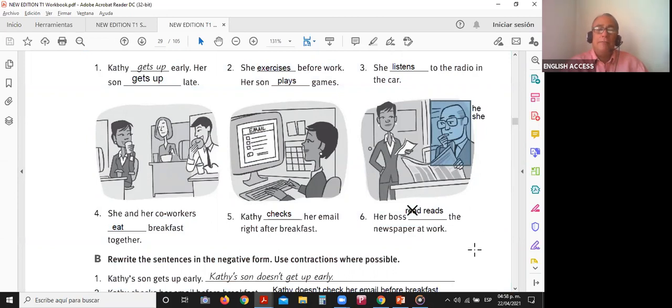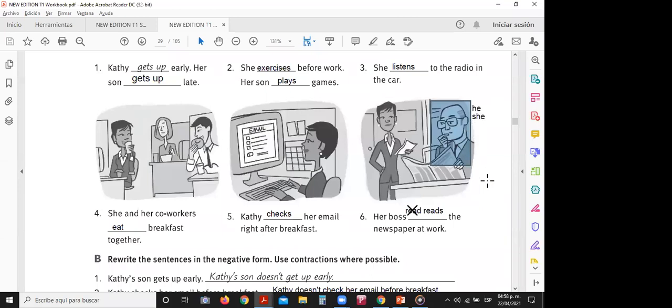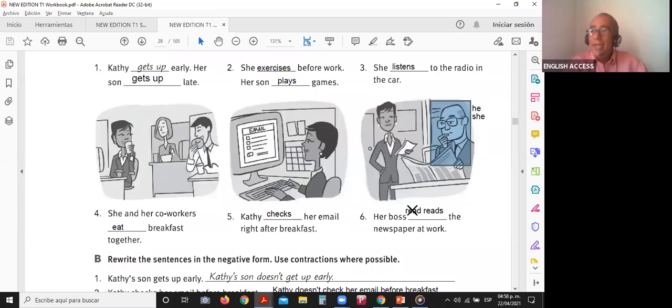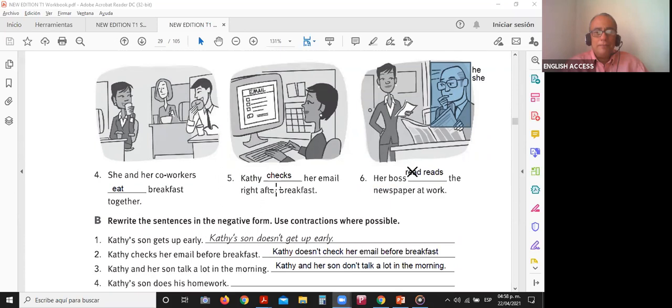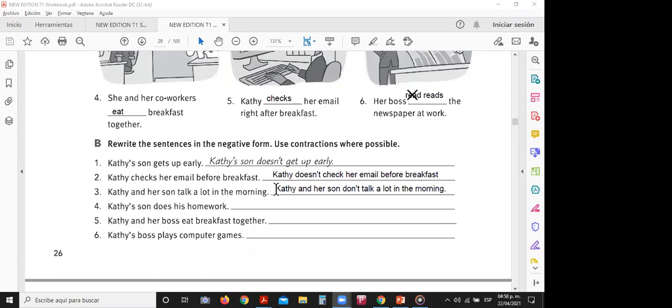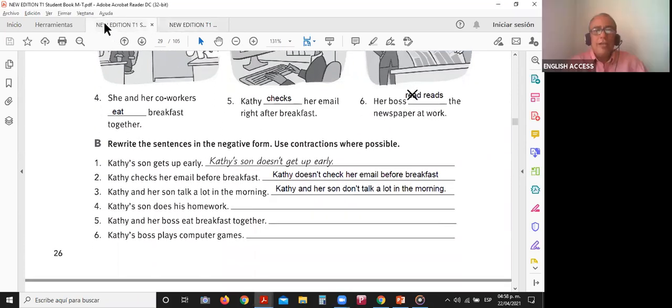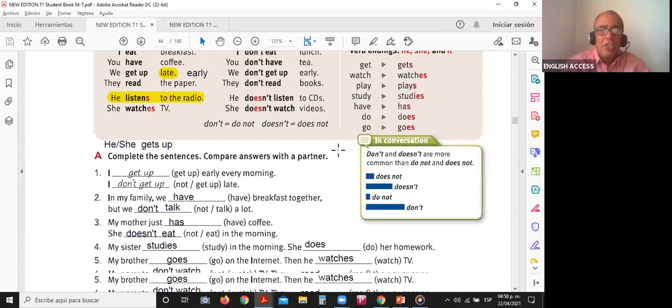He or she? Yes. He. Why he? Because he is a man. He is the boss. He is a man. So her boss, what? Reads the newspaper. What is the newspaper? Periódico. Exactly. So those are examples of how we change the verb.